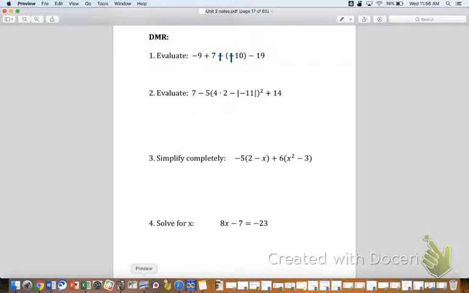How about that? You guys in that habit? Minus and negative is plus positive. Okay, so let's go through.